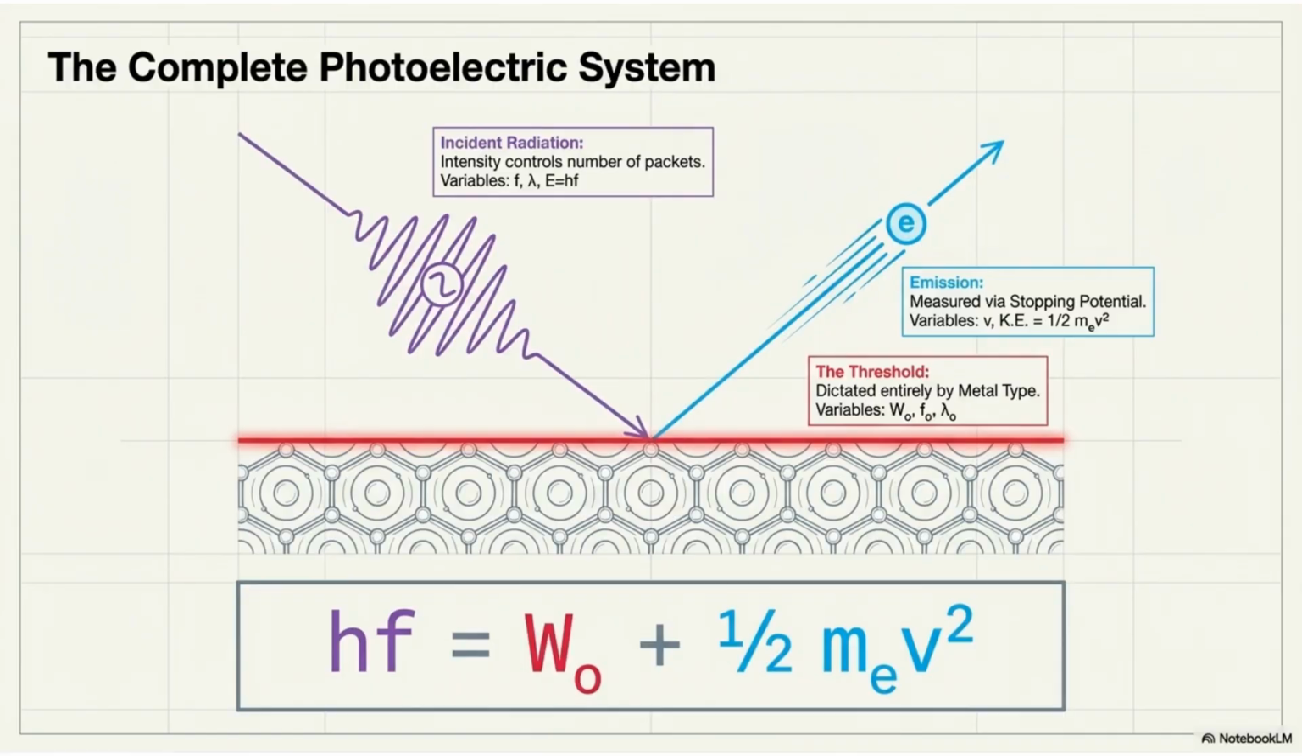The complete photoelectric system balances the incident radiation energy, the material's threshold, and the resulting electron emission, all captured by the foundational equation. hf equals W_O plus 1/2 m_e v squared.